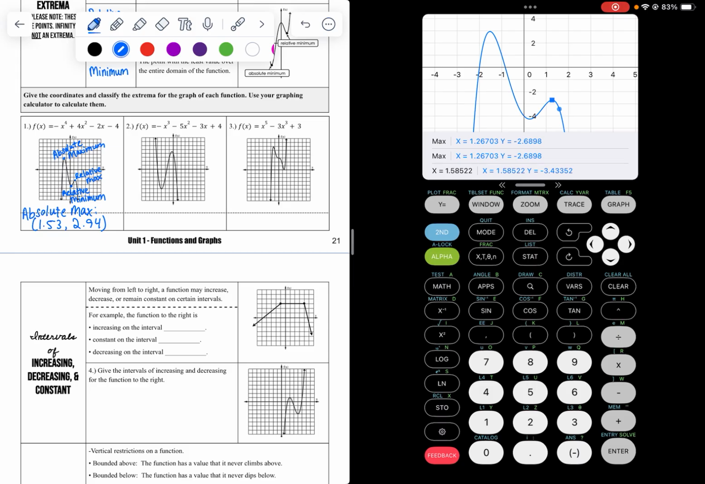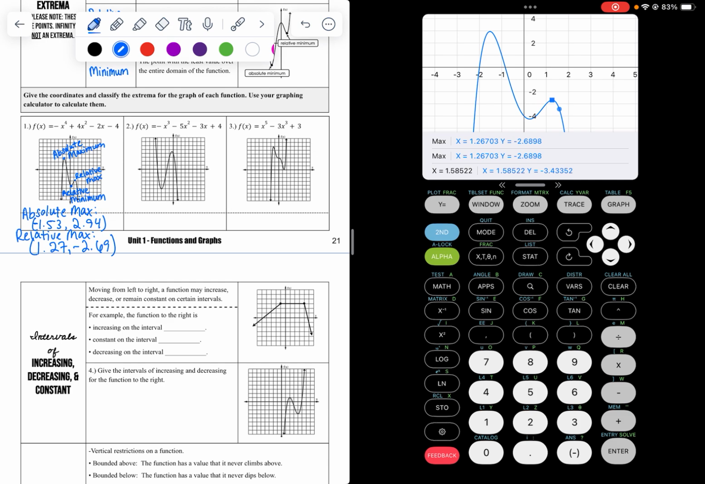Lower left-hand corner, it tells us that our relative max, or our local maximum, those terms are used interchangeably, rounded to 2 decimal places would be, you know what, I forgot my negative on the other one, sorry. Negative 1.53 and 2.94. This one is at positive 1.27 and negative 2.69.